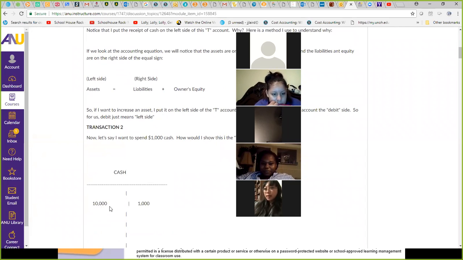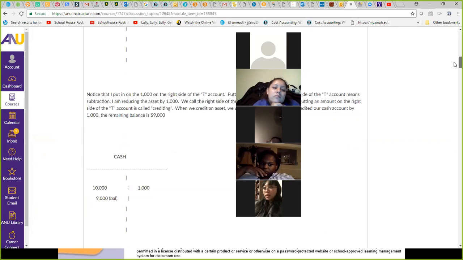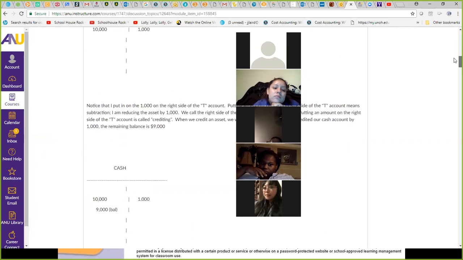Then that means I subtracted. So now my balance is how much? 9,000, right? So that's the purpose of using T accounts, because we can quickly see how much our balance is. So we don't have to create another T chart to show it. No. For cash, we have one account because we want to get a running balance. So then what happens now? Let's look at the next one.